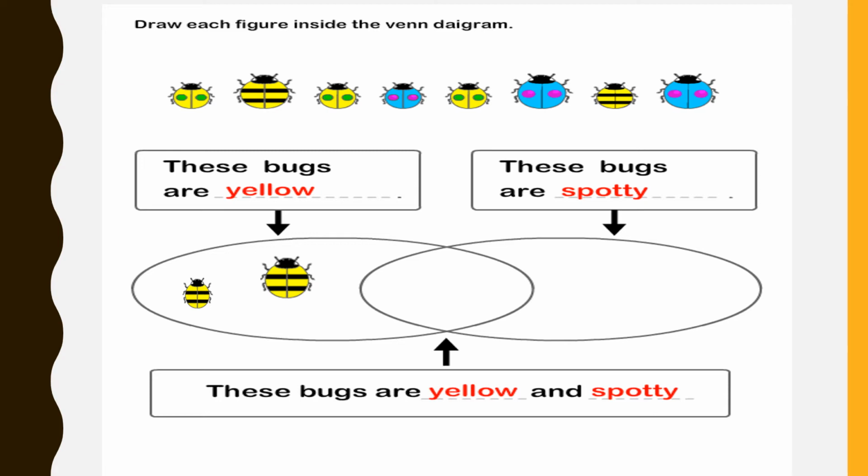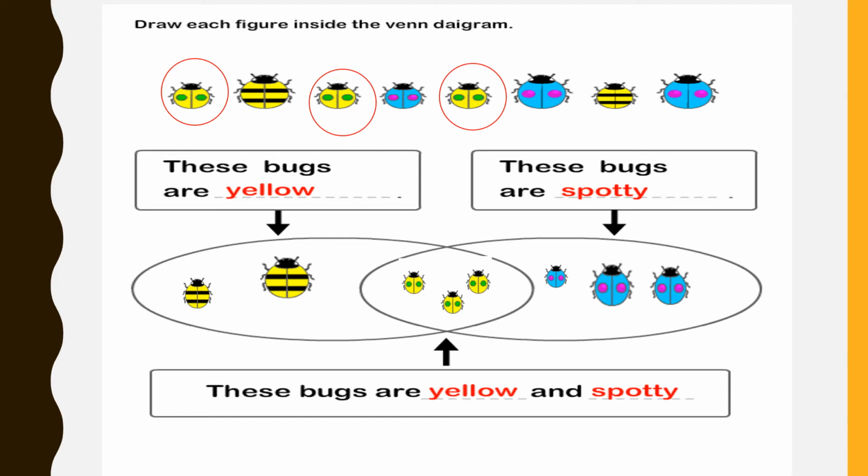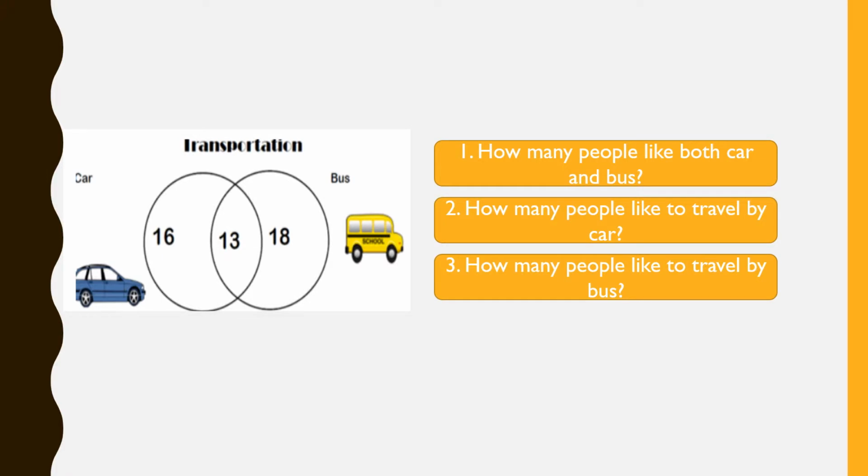Now the bugs which are spotty. I see 1, 2, 3 bugs are spotty, so I will put them here. Now the third rule says yellow and spotty, both things. See, 3 bugs are yellow and spotty, so I will put them here. In the middle part, you will have the common things. Both the rules should come in this part. Okay. Now see here the transportation. I see 16 people use car, and this side use bus, and these 13 use both car and bus.